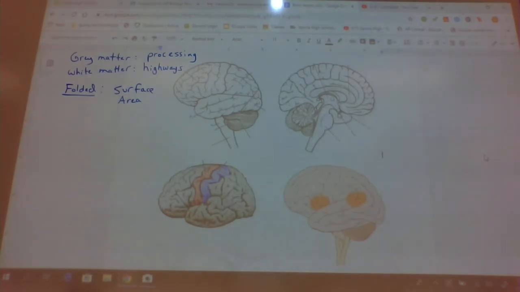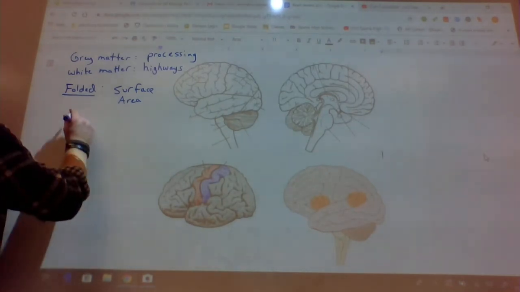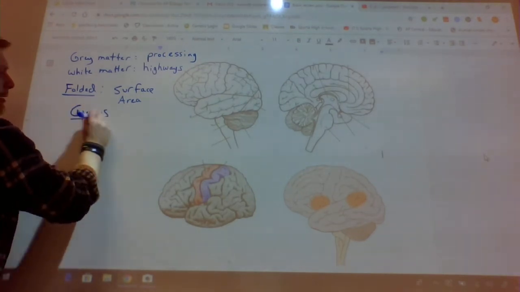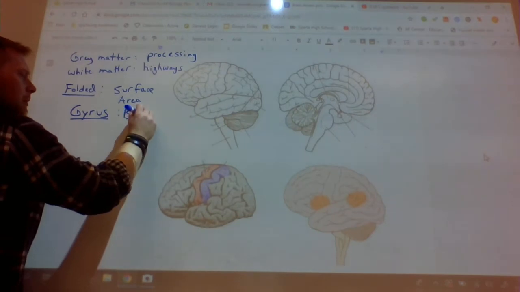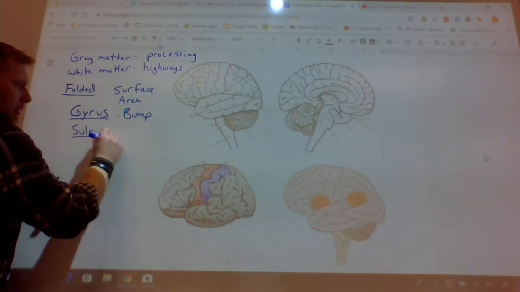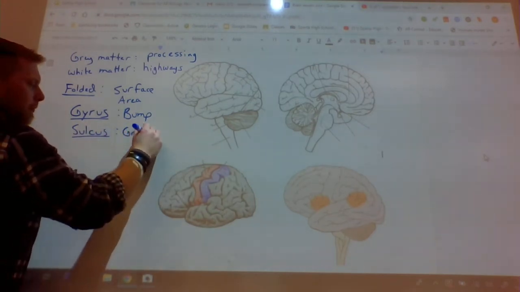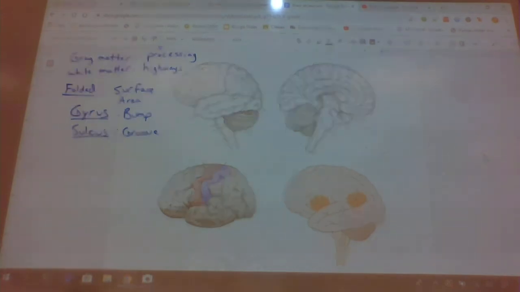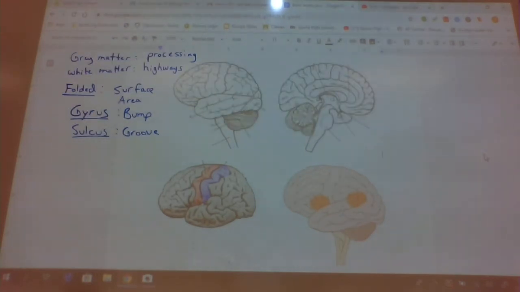When we look at the folds, we have names for the bumps and the grooves. The bumps are called gyri, or gyrus singular. That is the bump. And a sulcus is the groove. All right, so you have gyri and sulci, which are the bumps and the grooves, increasing the surface area of the cerebrum. So now we get into the actual nitty-gritty, the different parts of the brain.